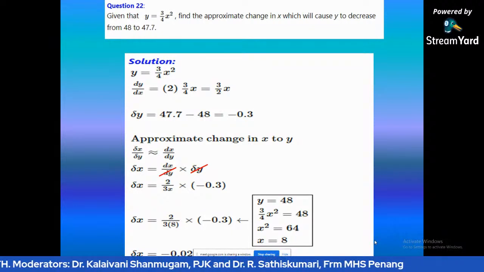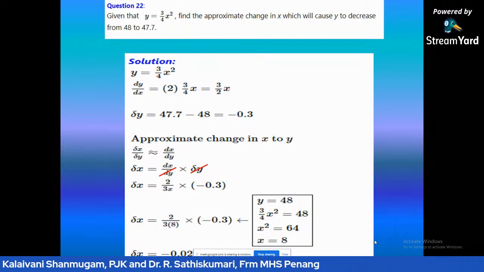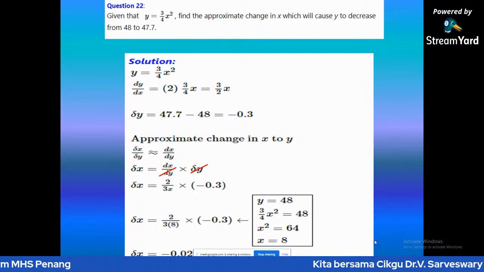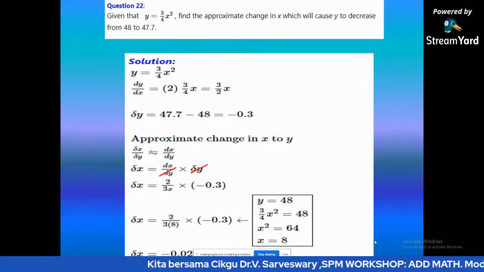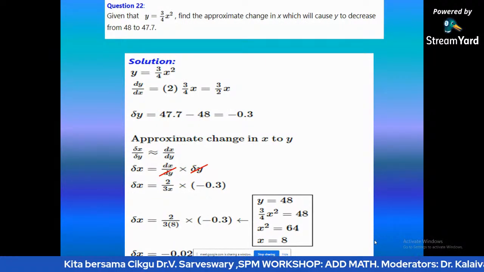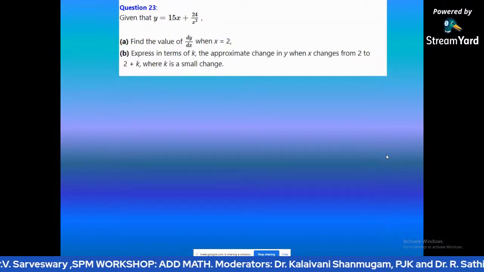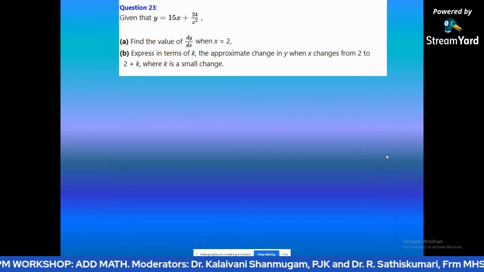Okay, so for these questions, approximate change and delta, dy dt or dx dt rate of change, you need to play with the equation. What is given, what you want. When you know this, you can play with the symbols or equations. Okay, so don't leave this question blank. Okay, teacher will discuss another question.